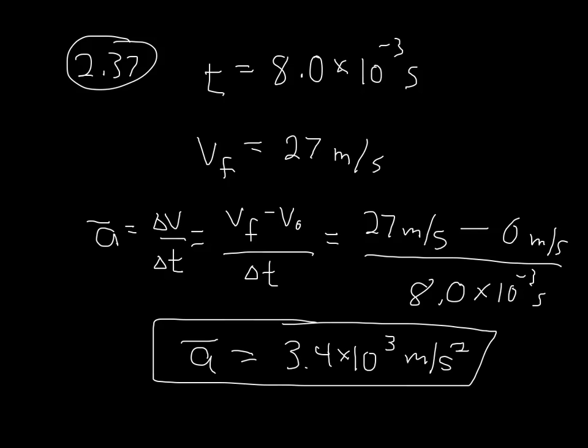Chapter 2, number 37. Very similar to number 30. Just know the definition of average acceleration and you can plug in and get things. Yes? Would you mark this off that we just had 3,400 meters per second squared? No. You don't have to write any scientific notation, unless I tell you, write this in scientific notation.